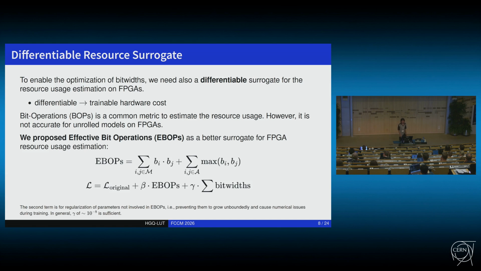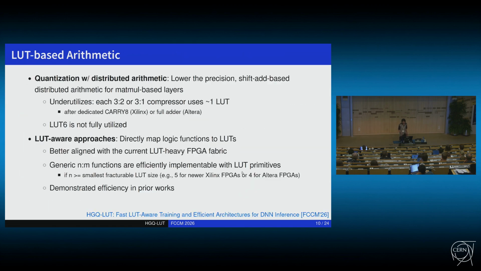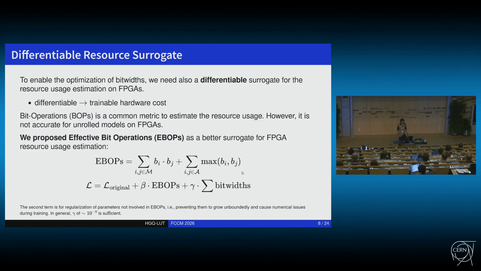So here, what we propose is a very simple circuit model for the resource utilization of a dense kernel, or the affine operation, plus some other small operations, actually. The idea is very simple. For the MAC operations, if you multiply a number of bi bits by another number of bj bits, you simply multiply these two numbers of bits together and sum them. And for the addition operations, you just take the maximum of the two bit widths of the operands, and you sum them up, and you get EBOPs.